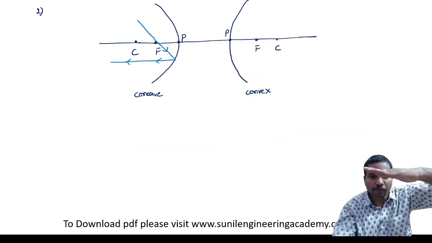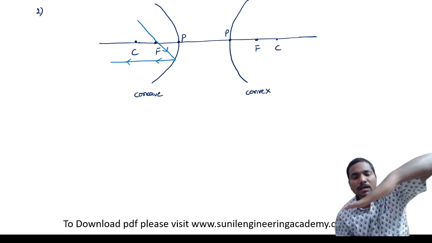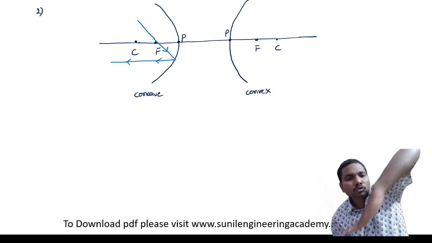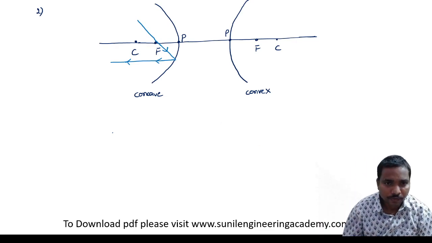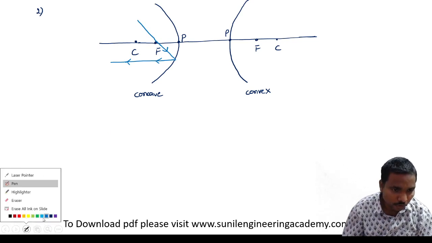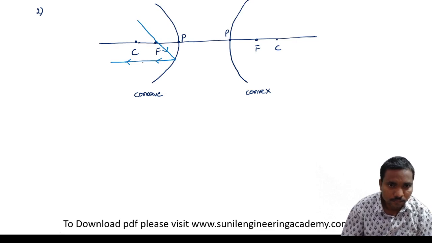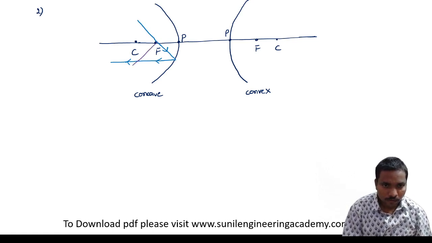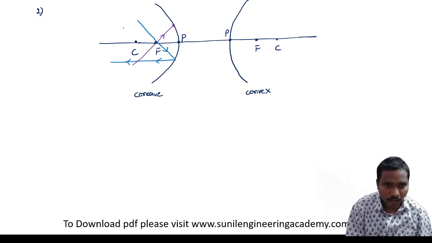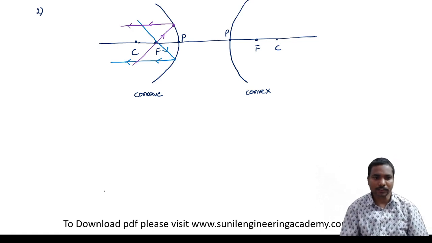Okay. Here, if you place it like this, the incident ray is through the focus. After reflection, it will be parallel to the principal axis. Let us take one more ray in the downside. In the downside, if any one ray flows through the focus and strikes the mirror, after reflection it will be parallel to the principal axis. So, note that point.